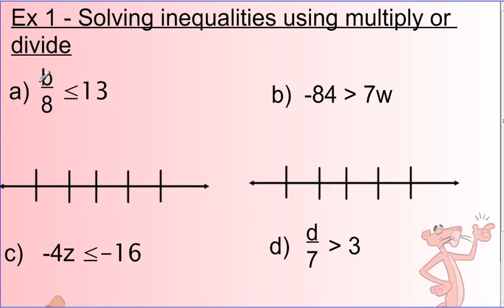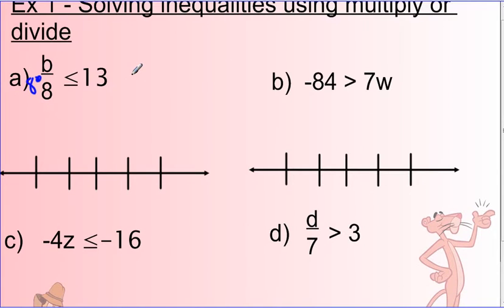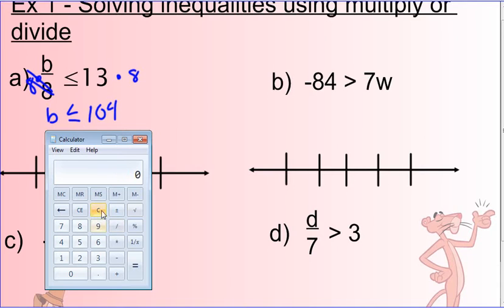So letter A, it says b divided by 8 is less than 13. So the way you get rid of b divided by 8 is you times by 8. Times by 8. These guys cancel. b is less than or equal to 80 and 24 is 104. Could always double check it though. 13 times 8.